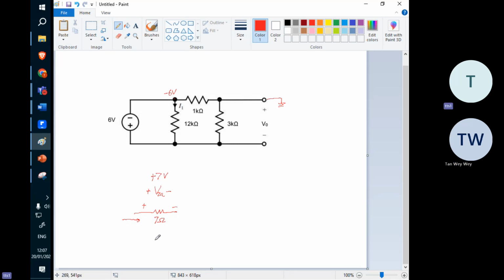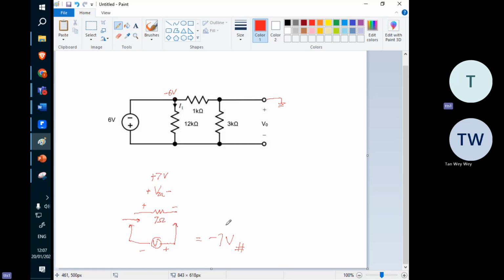Another guy takes the voltmeter. If the guy puts the positive here and negative here, opposite, he takes a voltmeter to measure this one, and then the answer is negative 7 volt. It depends on how you measure it. If you measure the correct way, you get positive. If you measure the different way, you get negative 7 volt.